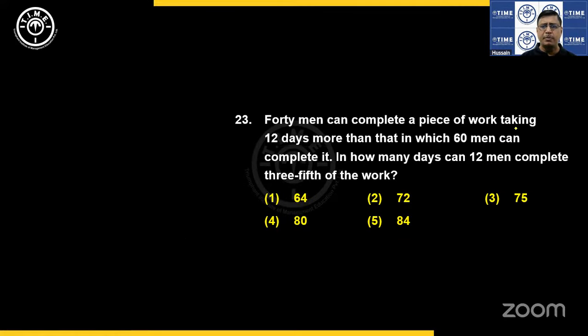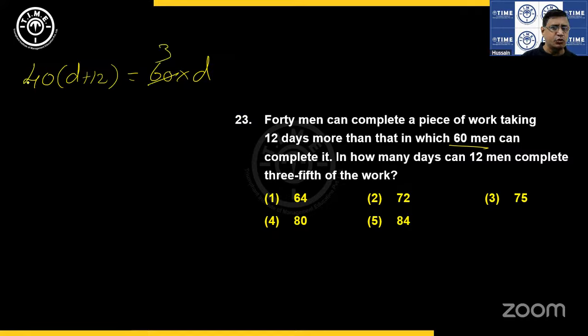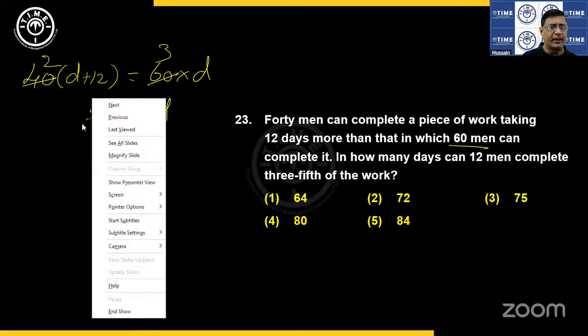40 men can complete a piece of work taking 12 days more than 60 men can complete it. Let us assume 60 men can complete the work in D days. Then what about the 40 men? They take 12 days more. Solving this, 23 times, 22 times. By taking D on one side, numbers on the other side, the value here is 24.